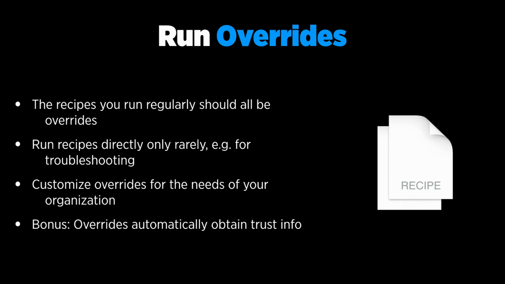Even if you don't customize anything at all in the recipe, it's a good idea to create an override for it because then you've locked down those variables. And if something changes upstream, you're not necessarily going to have to get that change yourself. You can review and approve that change, and if you like it, you can make it in your override, but you're not subject to somebody else making a change and you inherit it. So the recipes that you run regularly should all be overrides.